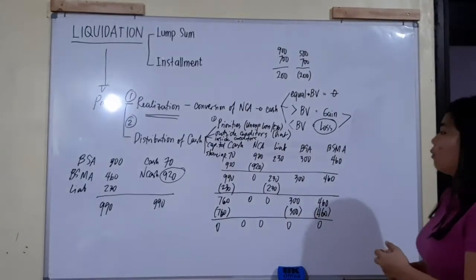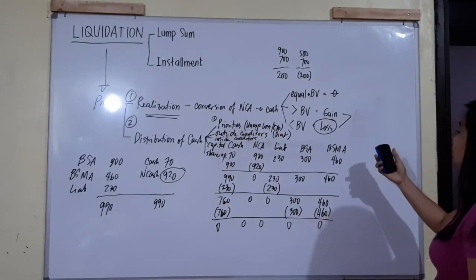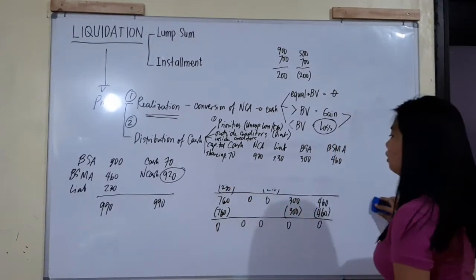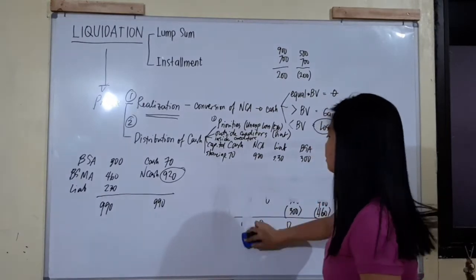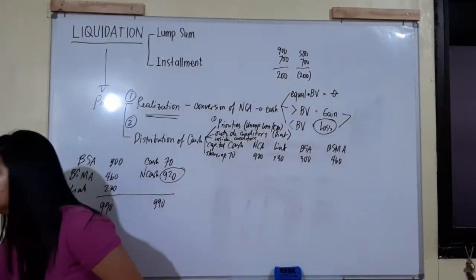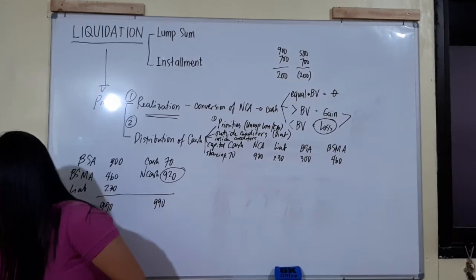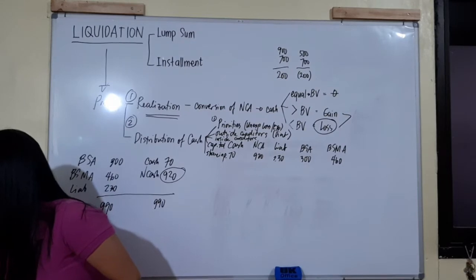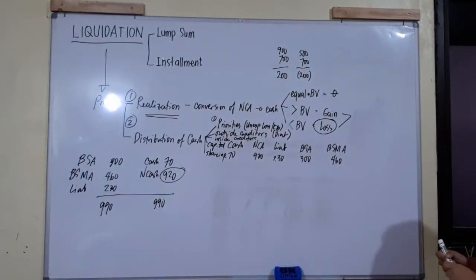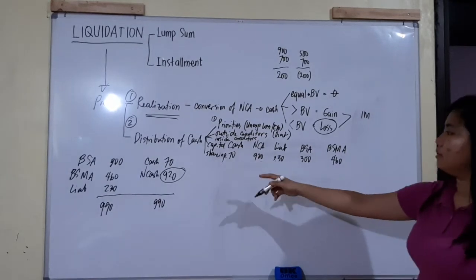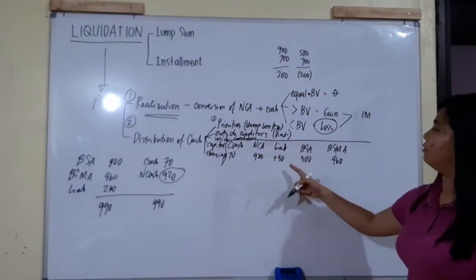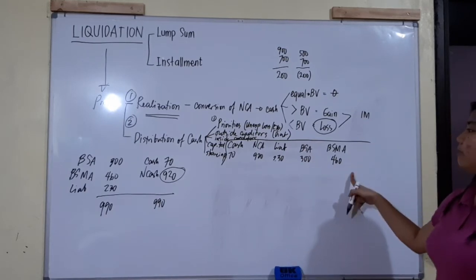Okay. Now, what happens if the asset was not sold to an amount equal to its book value? No? So, let's say for example that the asset was sold at a profit or it was sold at a loss. Okay? So, let's see here. Okay. Assuming that the assets, instead of being sold at $920,000 or equal to its book value, it was sold at 1 million pesos. Same tayo ng given, we have cash na 70, non-cash asset na 920, liab na 230, then capital 300 and 460.